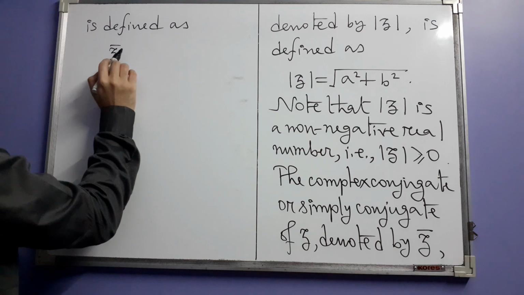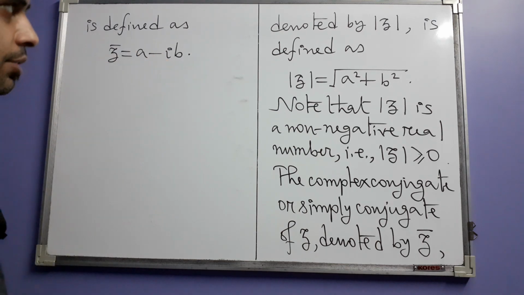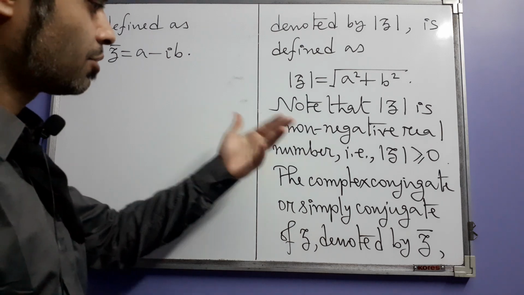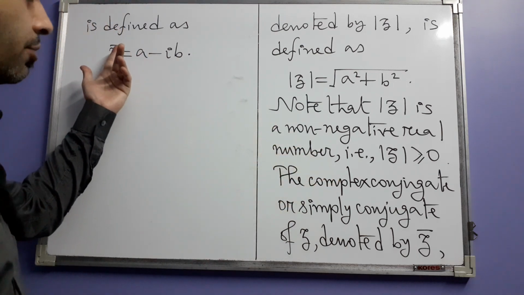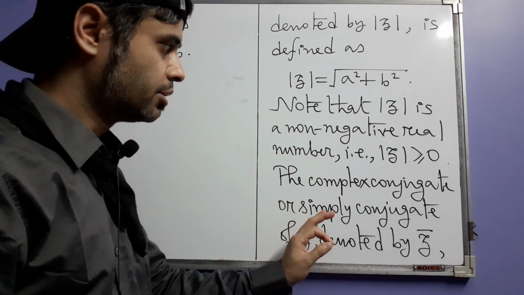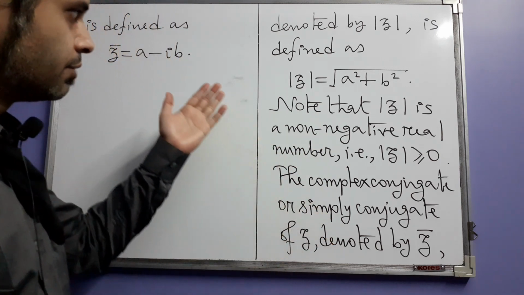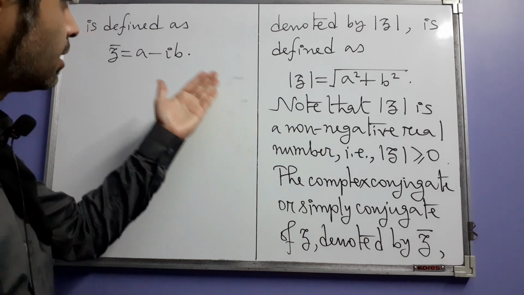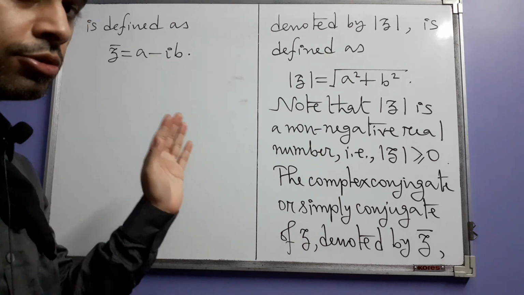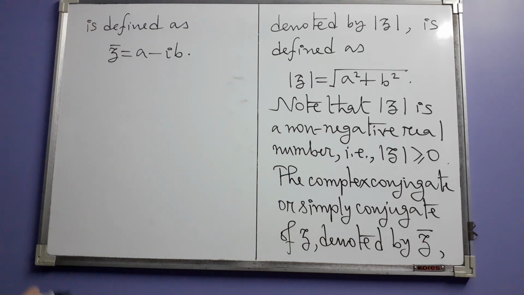Defined as this. That is, if your original complex number is a plus ib, then its complex conjugate z bar is a minus ib. So to get the complex conjugate, you change the sign of the imaginary part. If the original imaginary part is b, now you write minus b. You do not do anything to the real part, that remains a. Okay, so that is complex conjugate.